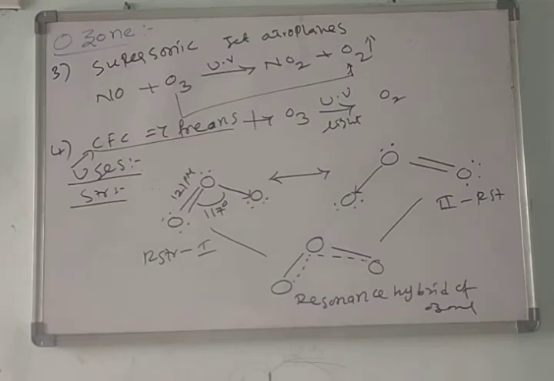Supersonic jet aeroplanes, it's one of the important questions. Which type of reaction is observed when supersonic jet aeroplanes move into the stratosphere? Supersonic jet aeroplanes release nitric oxide. It reacts with the ozone in the presence of UV rays and forms nitrogen dioxide. That means nitric oxide undergoes oxidation and forms nitrogen dioxide. And the ozone converts into oxygen, which means the density of ozone decreases.